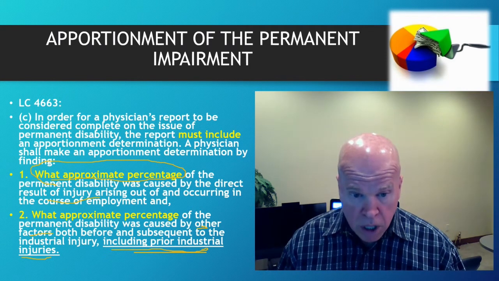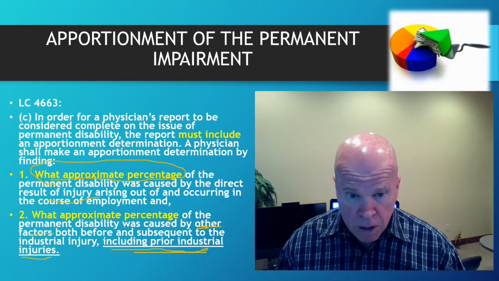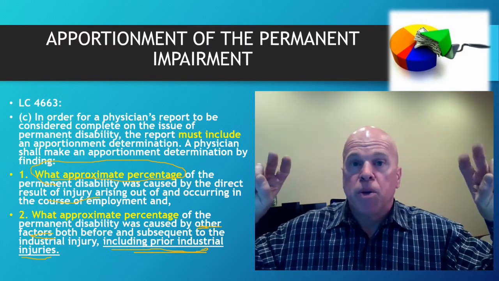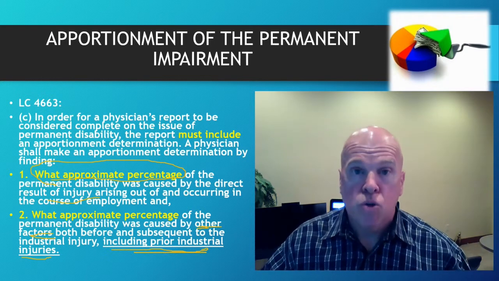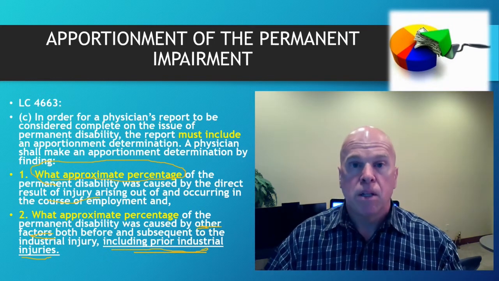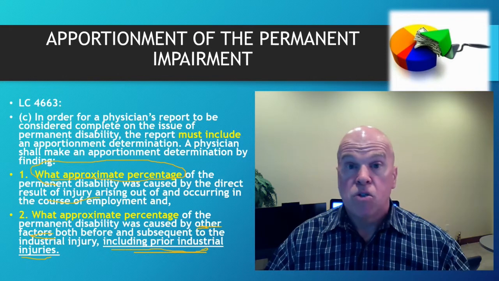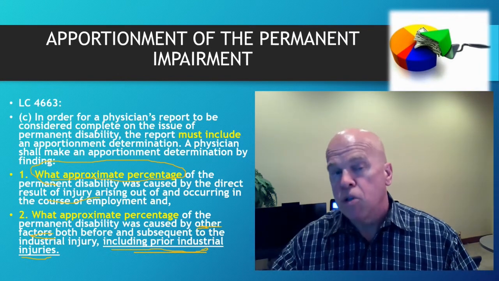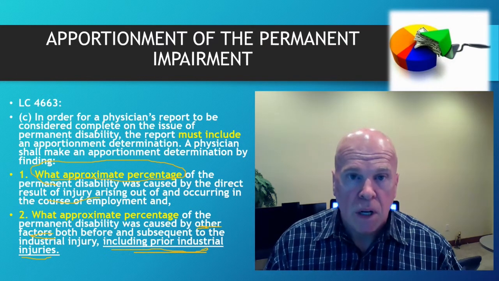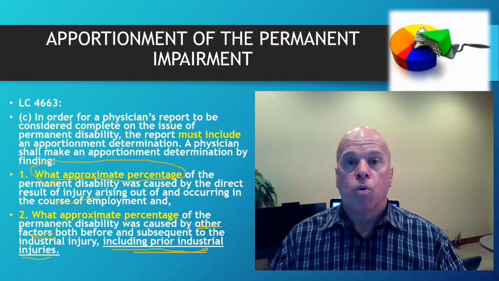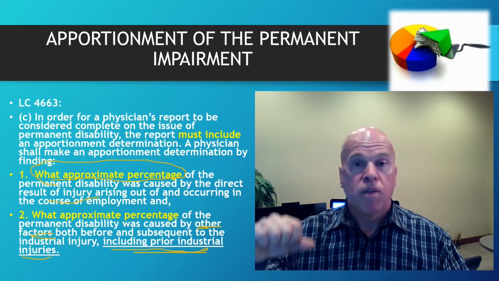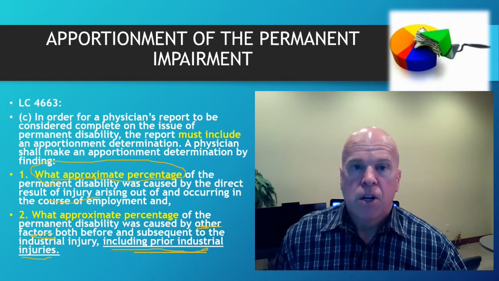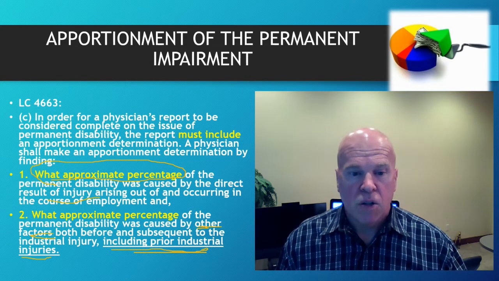They're called here other factors. We can simply refer to all the things that contribute to an examinee's impairment at the permanent and stationary date as other factors. There's other factors on the one hand, and there's the direct result of the industrial injury on the other hand. And we're required to provide an approximate percentage of each. Okay? So that's Labor Code 4663.